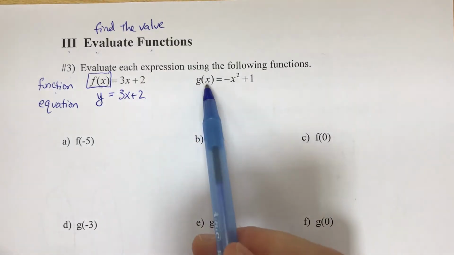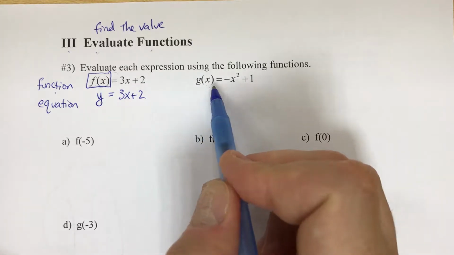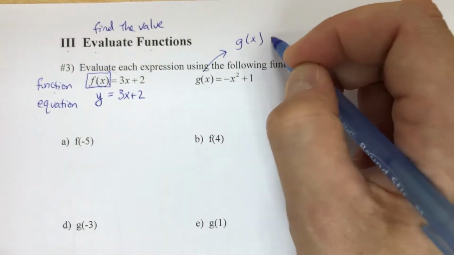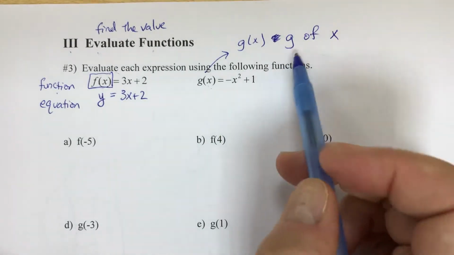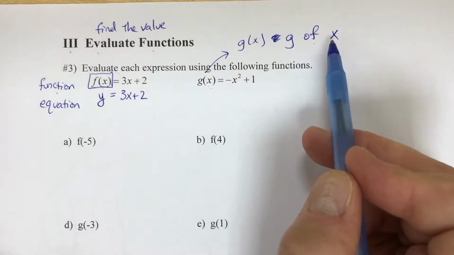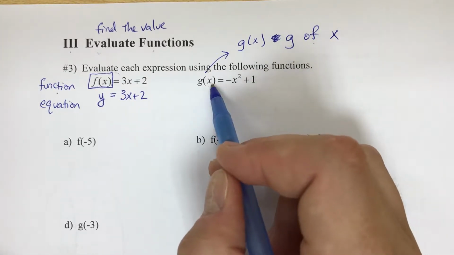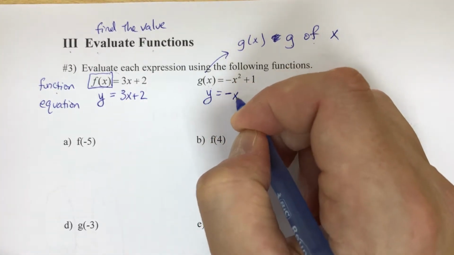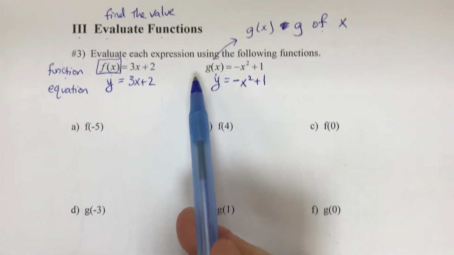Now in this case, we have two functions. We have the f function. This is g of x. The way that we read this, we say g of x. We read that g of x. Okay, it's the y values when x is equal to a certain number. So this is y equals negative x squared plus 1. So we have two different functions.